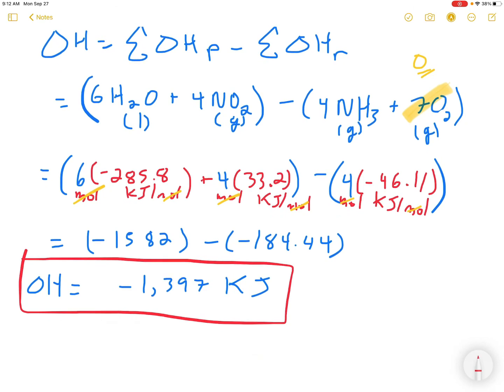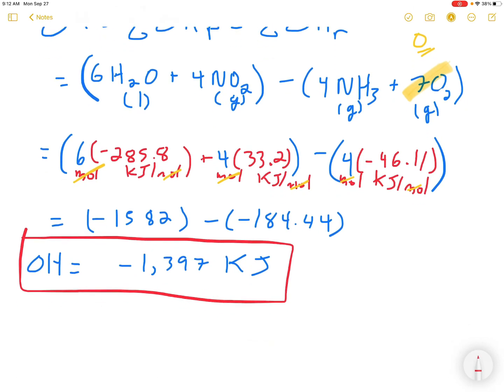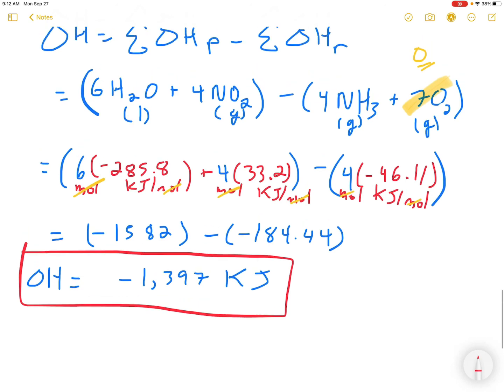So we plug it all in, and when we place brackets in our calculator carefully, we should get a value of negative 1397 kilojoules in total, which is quite an exothermic reaction. If you're not getting these values, but you find that you're doing all the rest of the plugging in correctly over here, then just check the brackets of your calculator.